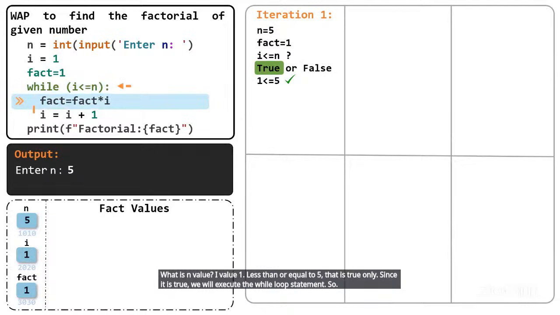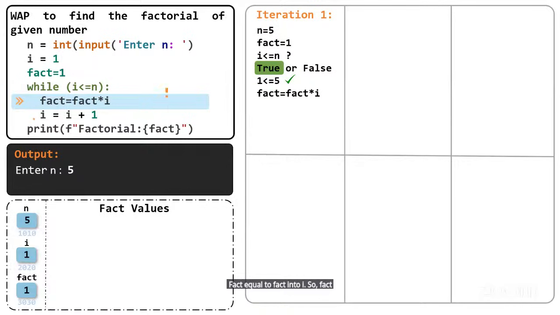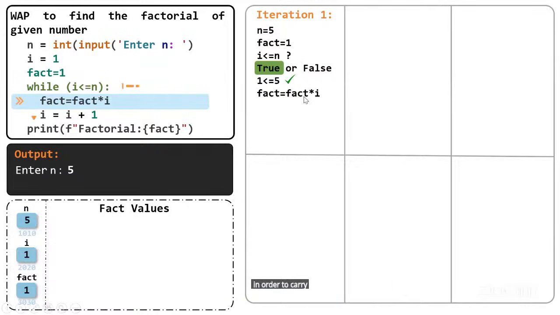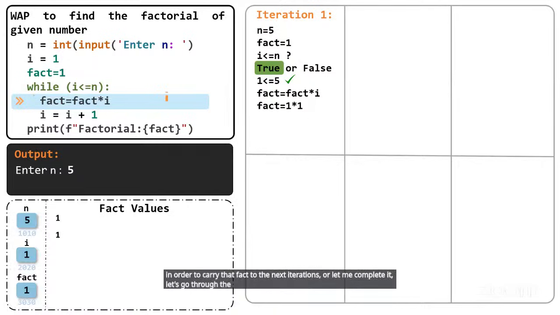So what do we have inside that while? fact equal to fact into i. Now see here. What is the value of fact? Here it needs to calculate. First, we need to perform the right side operation. Then we need to assign it to the left side variable. If I do not have any initial fact value, I'll be getting an error. Now, why do we have to write it in this manner? In order to carry that fact to the next iterations. Or let me complete it. Let's go through the visualization. Then we will talk about it.